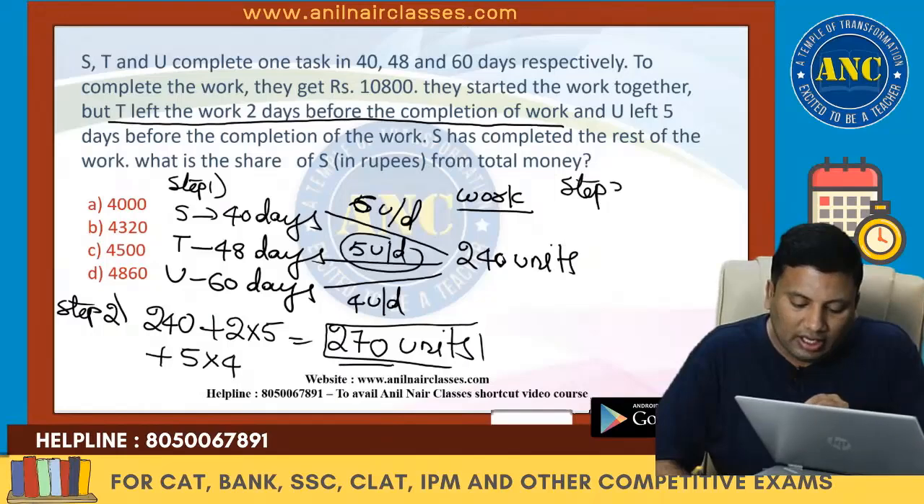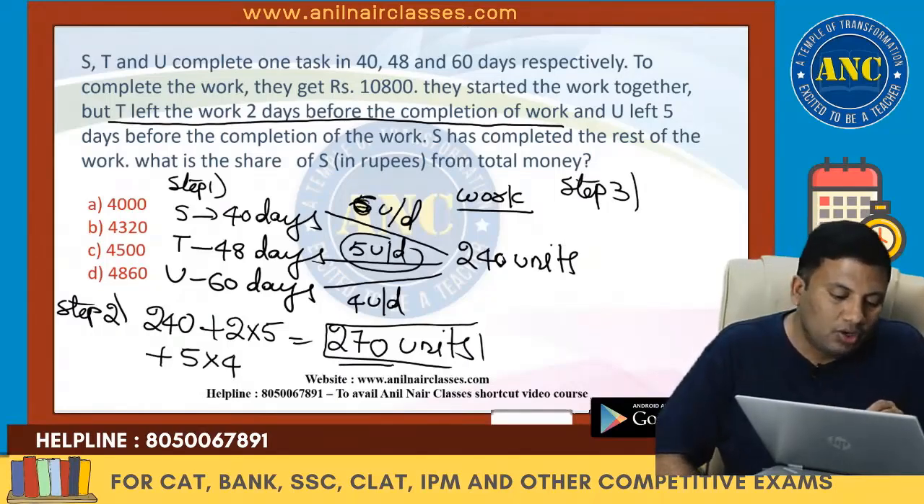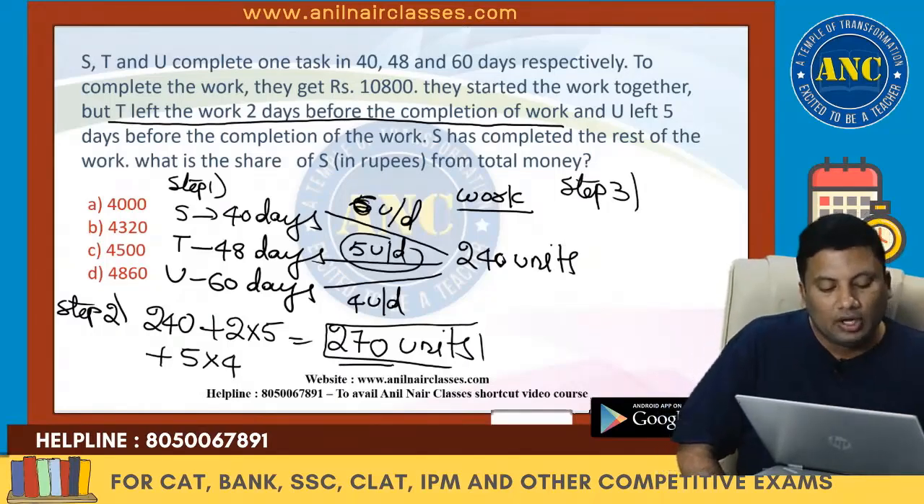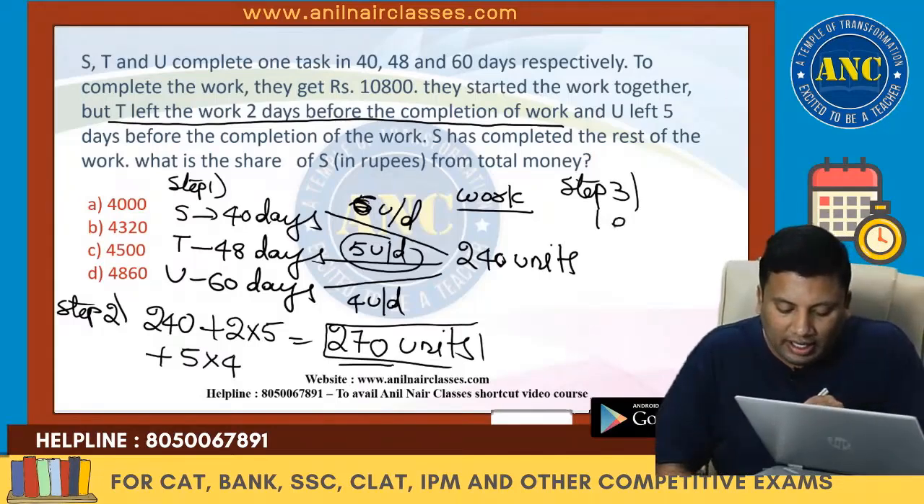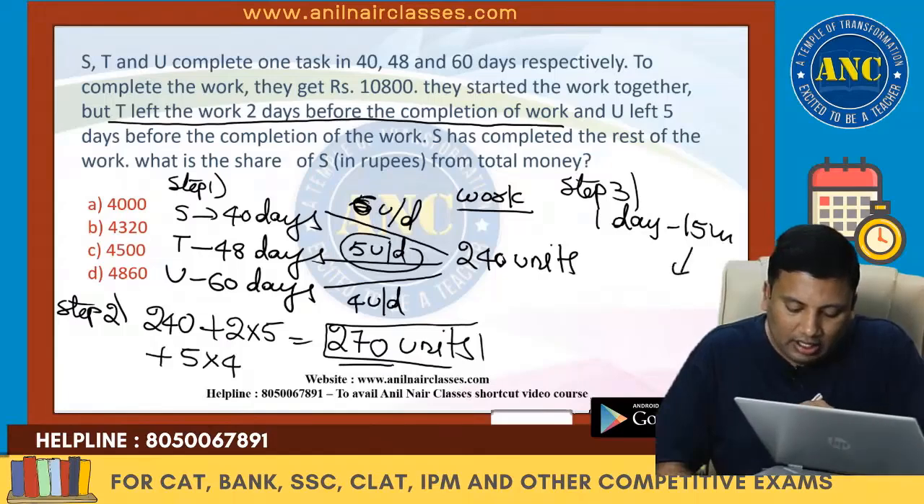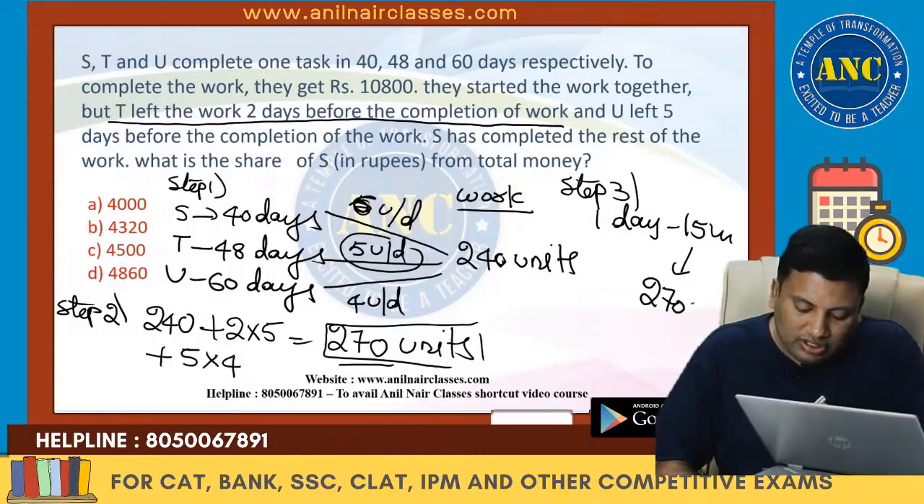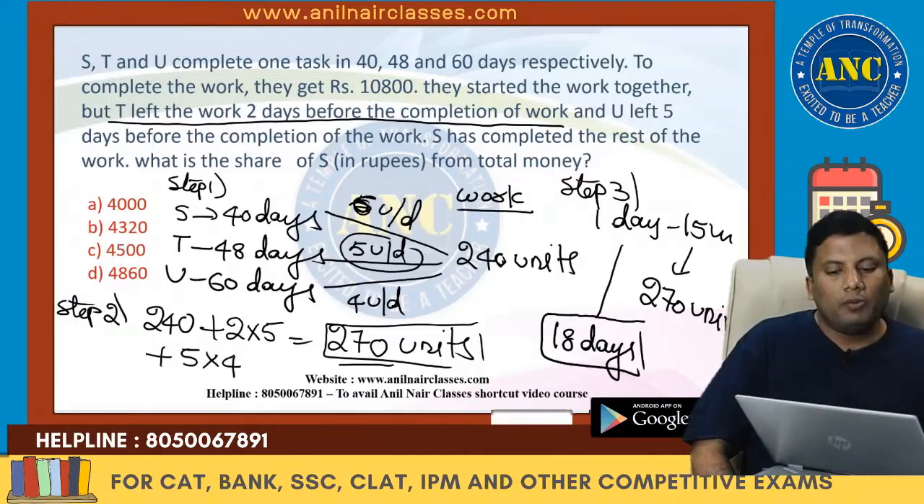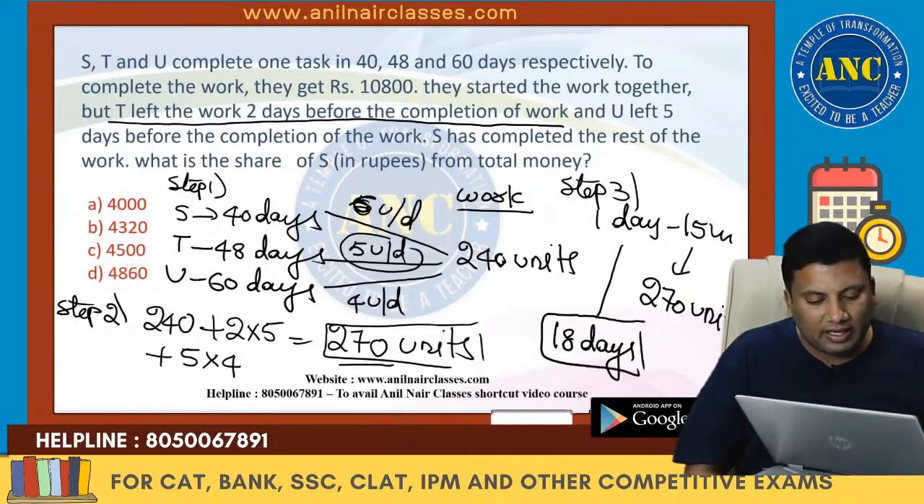Step number 3. In one day, S will do 6, T will do 5, U will do 4. So in one day, totally 15 units of work needs to be done. That means total 270 units of work to do. How many days are required? Actually, 18 days are required. It is nothing but 18 days.